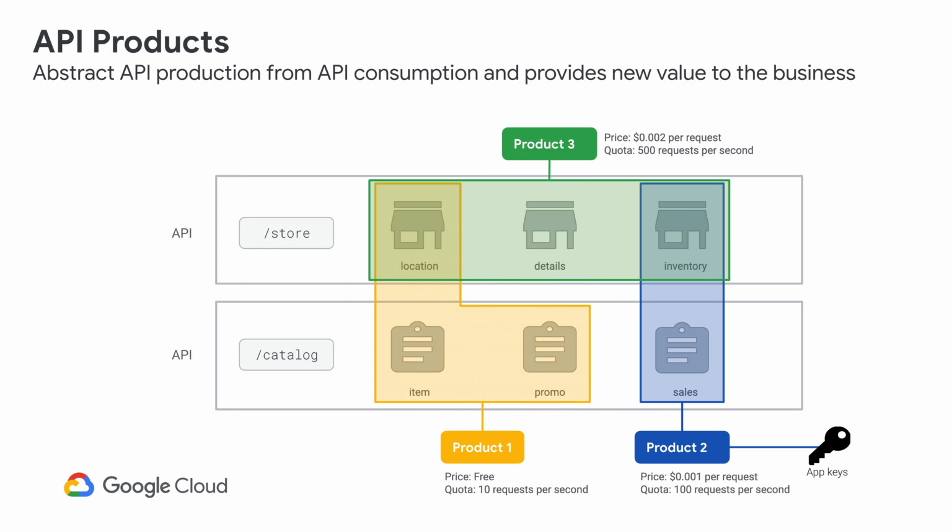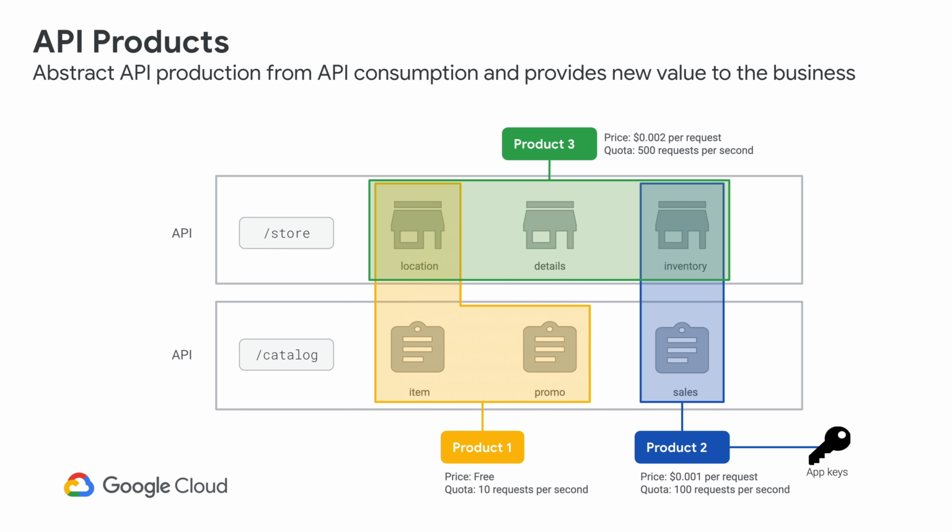I want to talk a little bit about API products because that's going to come up in here. API products is a concept that allows you to abstract API production from API consumption, and it provides a new value to the business. So it's kind of a new way of thinking about how to package up your services. What it allows us to do is we don't give somebody access to a particular API. We give them access to an API product, and that product can include some services.